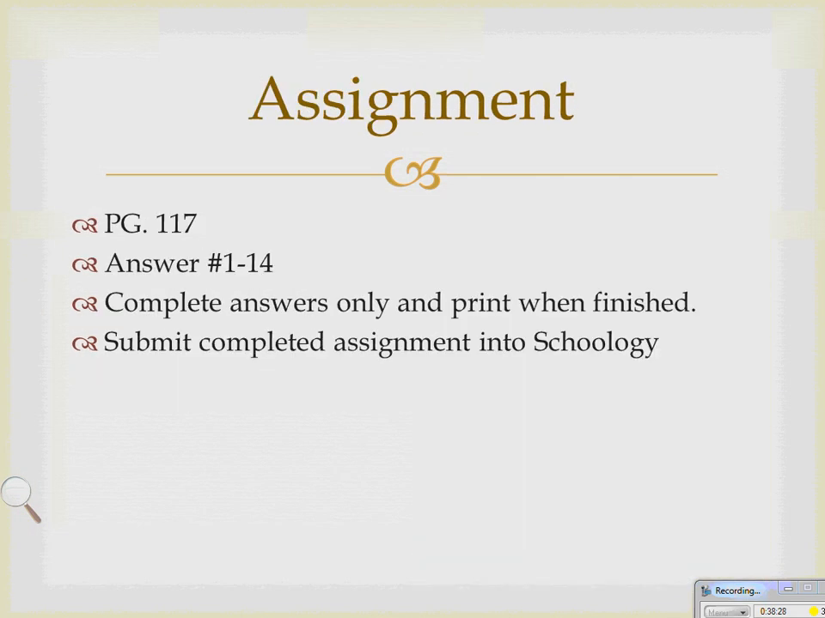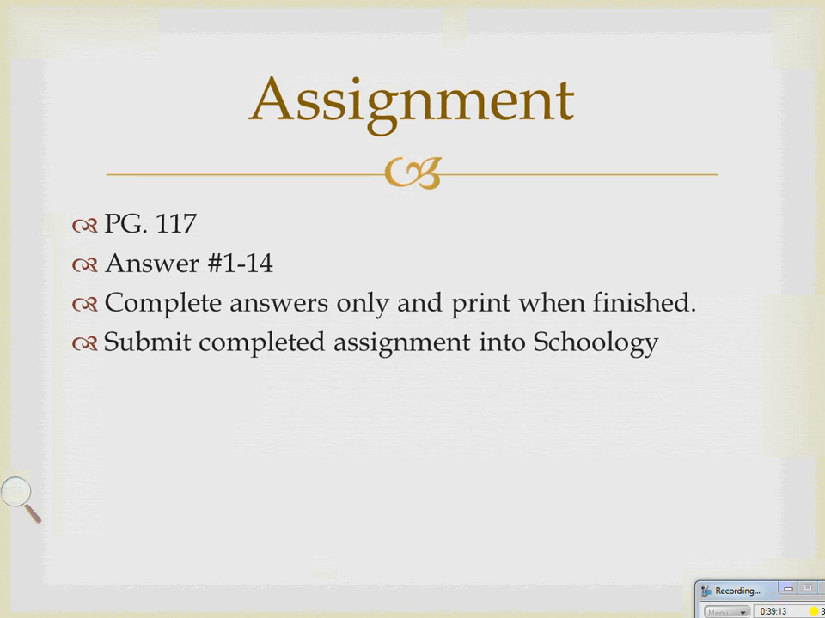All right, your assignment is page 117, 1 to 14. Answers only. Print it or hand it in hard copy when you're finished and submit it to Schoology so that I have the date specified of when you turned it in. This is all for quarter four. If you've not already done page 113, chapter 6, section 6-1, you want to do that now. But this is your second: page 117, 1 to 14, answers only, and print or turn in hard copy. Questions? Comments? Okay.